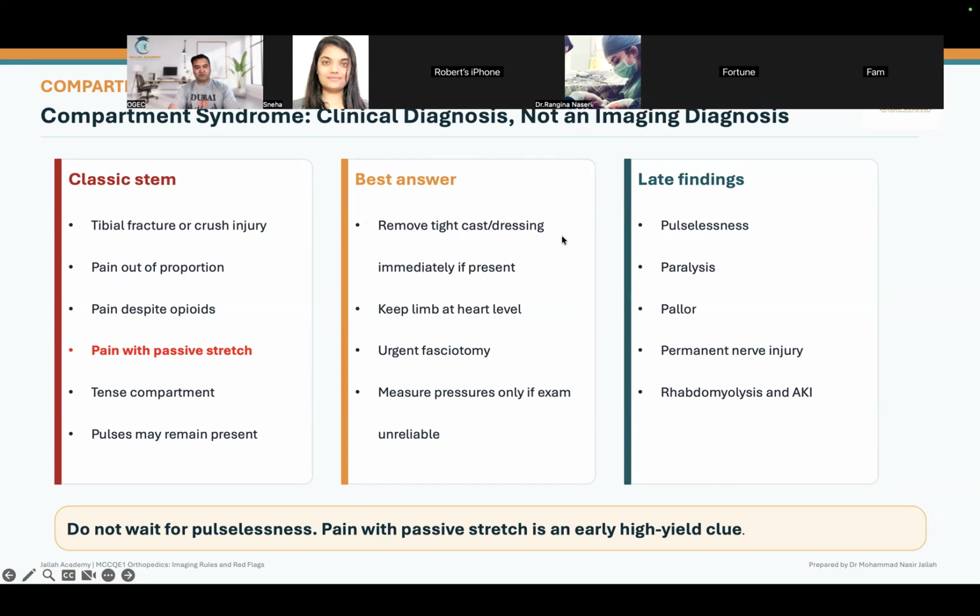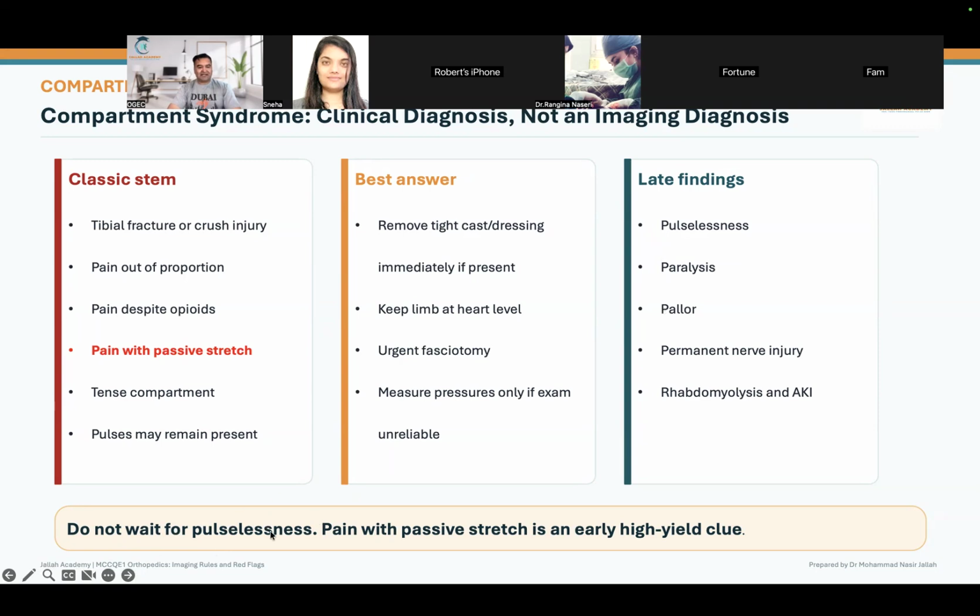Best answer, remove the tight cast or dressing immediately if present. Keep the limb at heart level, not above. Urgent fasciotomy would be the best choice. Measure pressure only if the exam is unreliable. Late findings: pulselessness, paralysis, pallor, permanent nerve injury, rhabdomyolysis, and acute kidney injury. So these are the late findings.